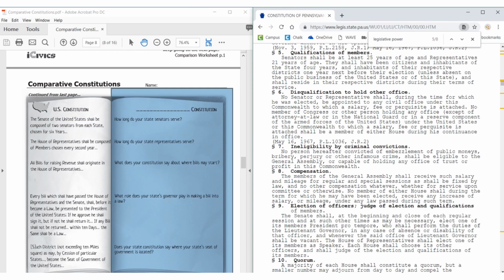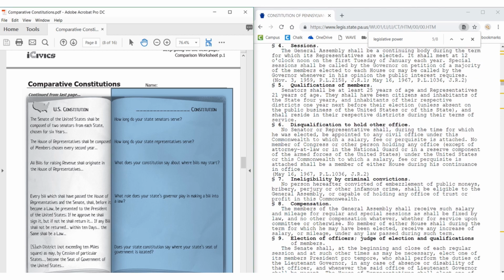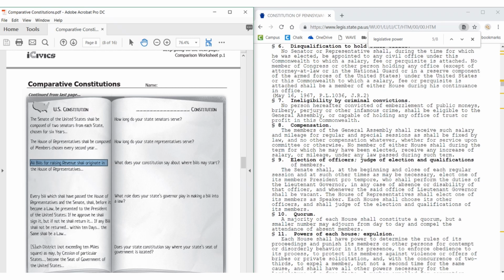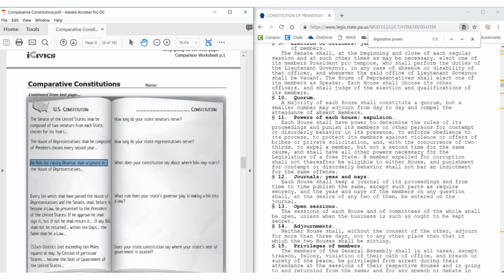So let's see. All bills raising revenue shall originate from the House of Representatives. Let's see if we can find that one. This is probably our really, really big, tricky one. So let's see. Powers of each house. I would say powers of each house would be a good example there. We're going to move on.